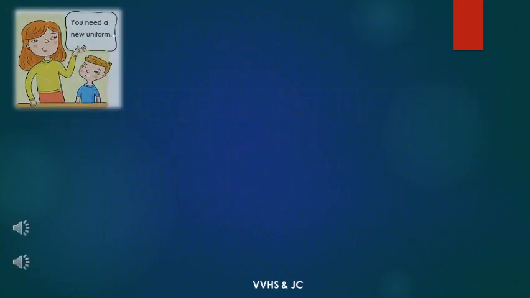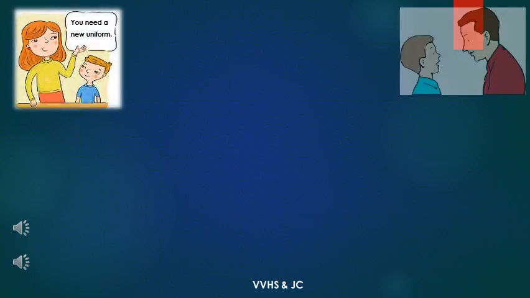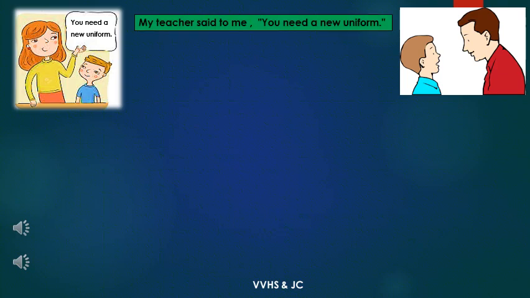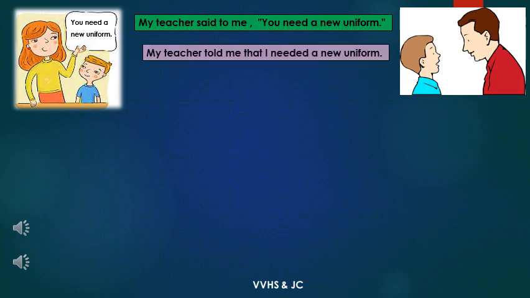Let's say, suppose your teacher told you that you needed a new uniform. You want to convey this to your father. How will you do it? You can do it in either of these two ways. First, my teacher said to me, in inverted commas, "You need a new uniform." Or, my teacher told me that I needed a new uniform.